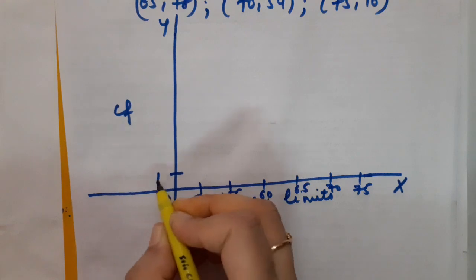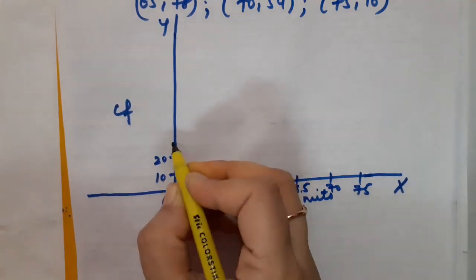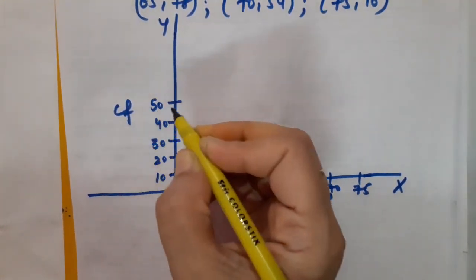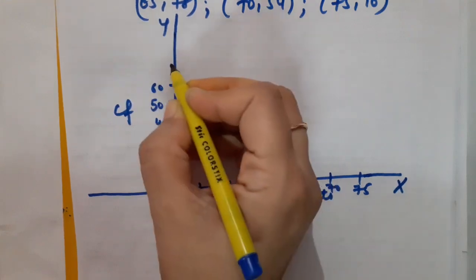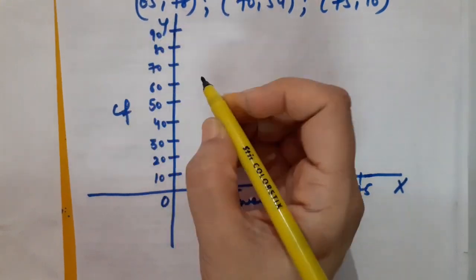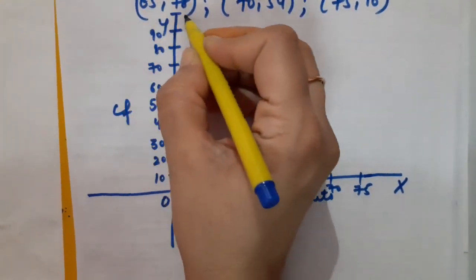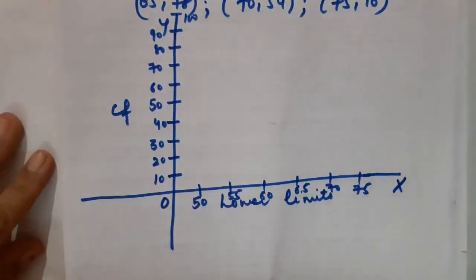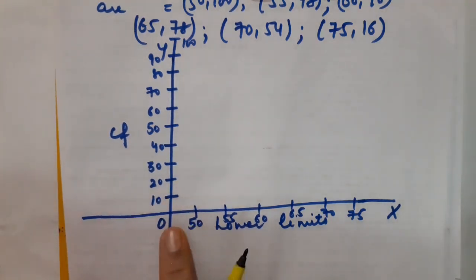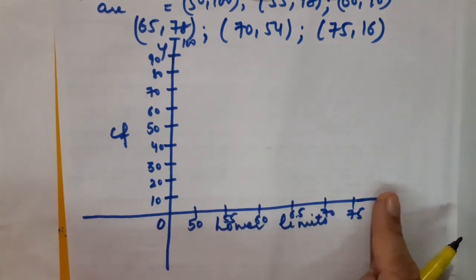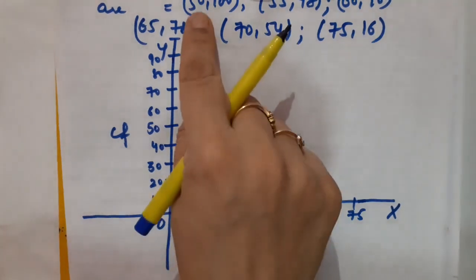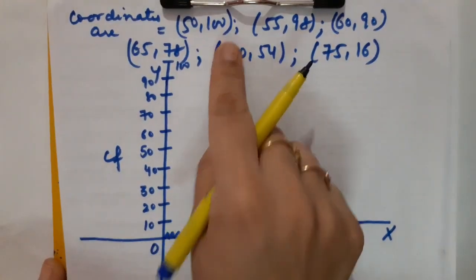This is 10, 20, 30, 40, 50, 60, 70, 80, 90 and here you can write 100. Okay. Now children, here you can see from the origin to 50 there is a gap of 50. In the rest there is a gap of 5, 5. So it is mandatory to make a kink. So the very first coordinate is from 50 to 100. Let us plot it.